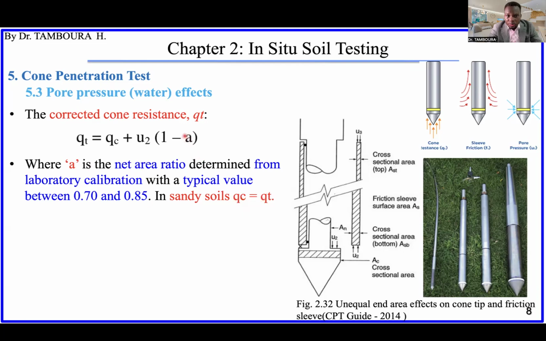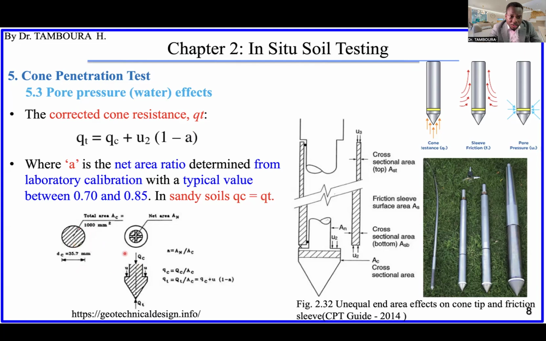I will explain a little bit more about the net area ratio. What is the net area ratio? If we take this as our cone, it's the same as this one, with different sizes. The projected cross-sectional area of the cone, Ac, is the area of this cone, outside, and it is represented here also.